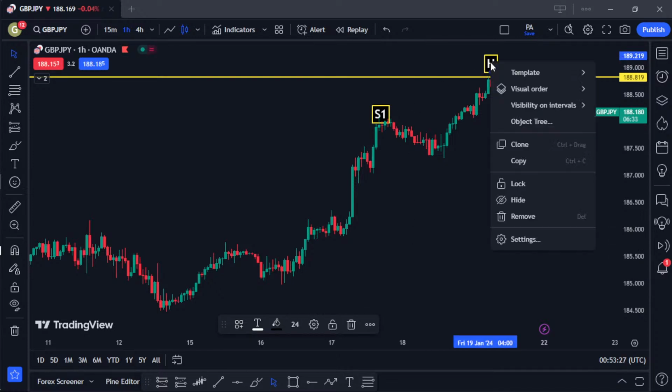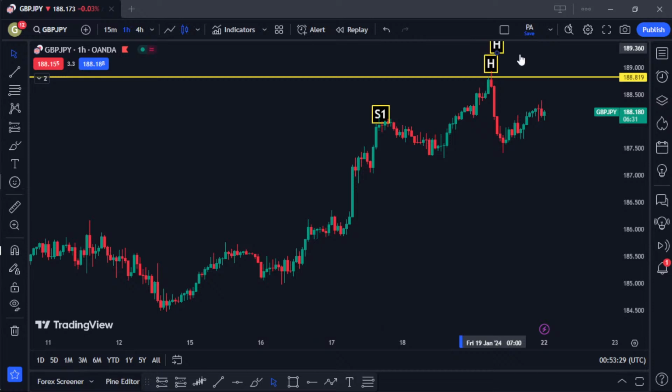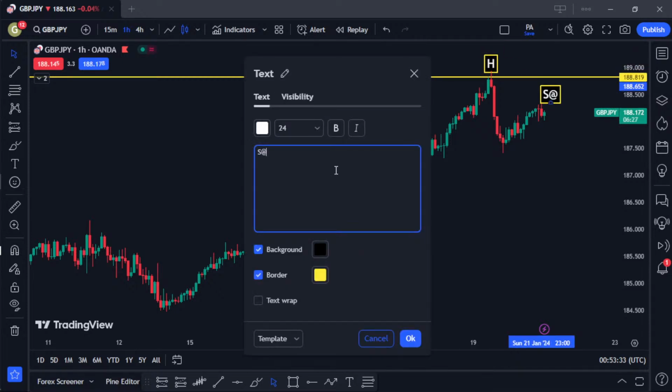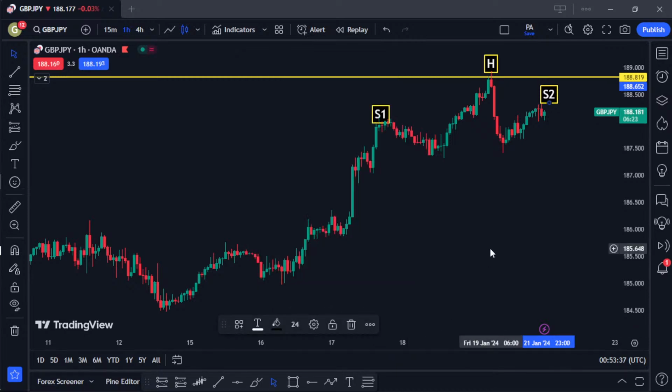And then let me clone this. So here is your second shoulder that is currently forming. So S2. You can see that the second shoulder is currently forming. If you take a look at this market right now, you can see that this is a clear reversal pattern, and the market is about to reverse to the bearish side.